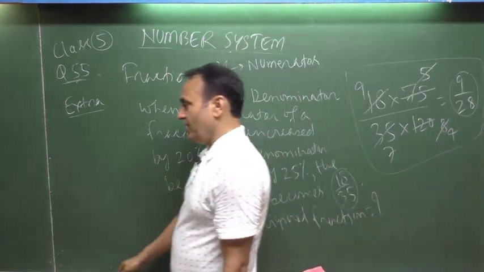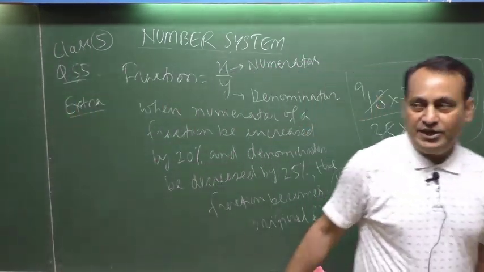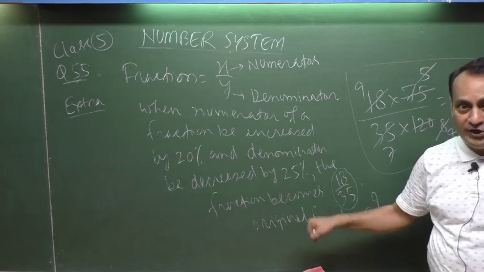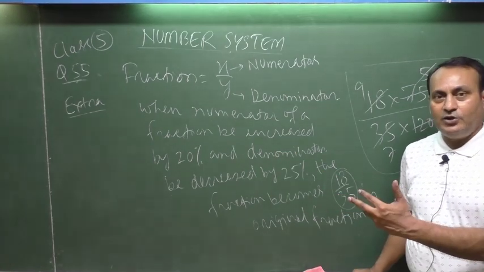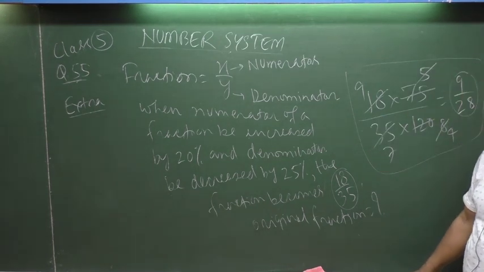20% increment means 120%, 25% decrement means 75%. The increment of numerator must be written to denominator, and the decrement of denominator must be written to numerator. Note down.